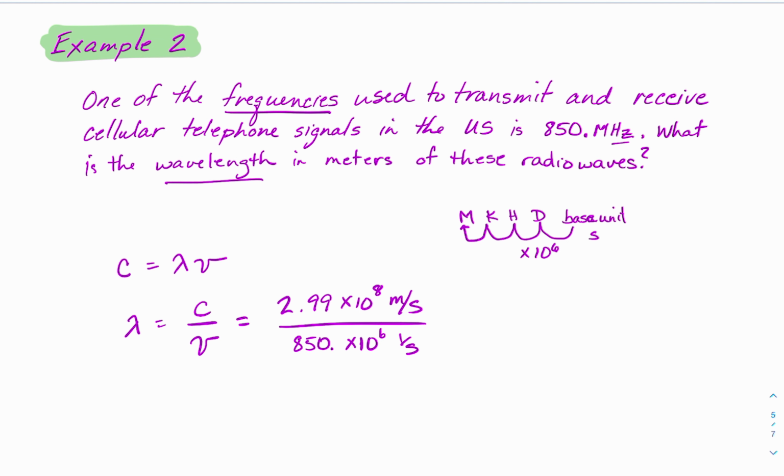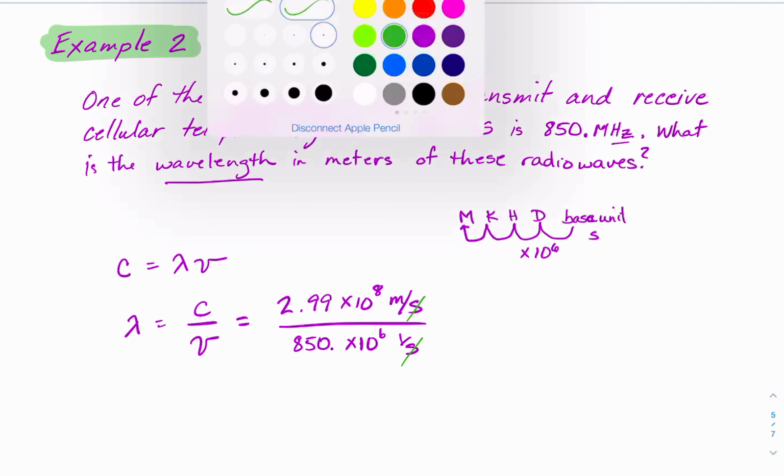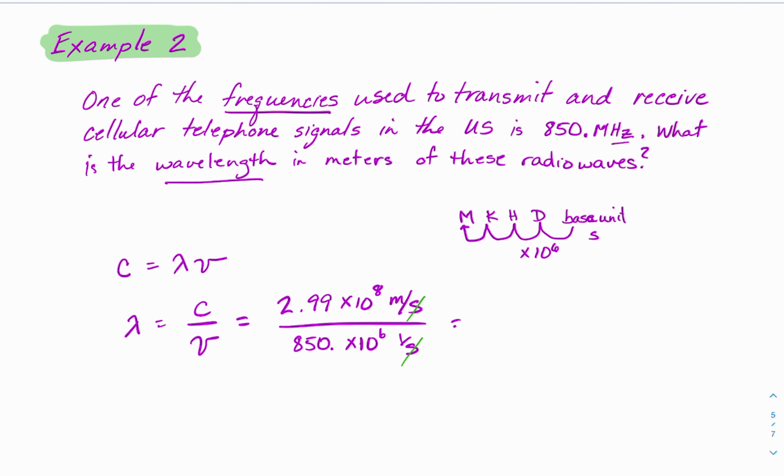Our seconds will cancel out here, and this will just leave us with meters, which is a unit of distance that our wavelength will need. And that's what our problem asked us for, the wavelength in meters. So we'll put this in our calculator, we'll take our speed of light and divide it by our frequency, and I end up getting, to 3 significant digits, 0.352 meters.